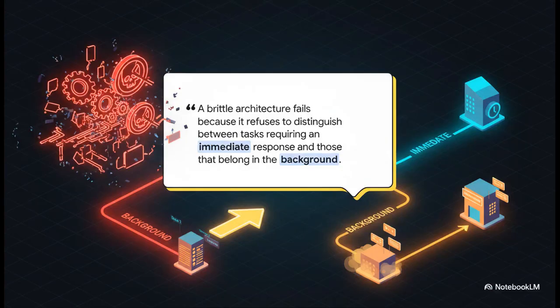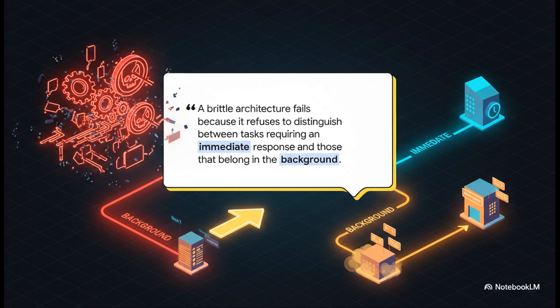We've all been there, right? You click a button, and nothing. The whole app just hangs. That spinning wheel you're staring at is a classic symptom of what we call a brittle architecture. It's a system that treats every single little task as a top priority emergency.